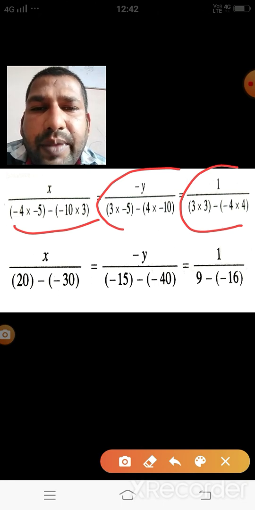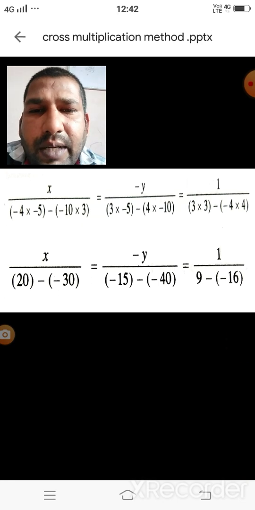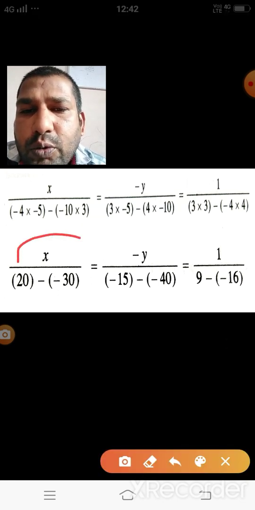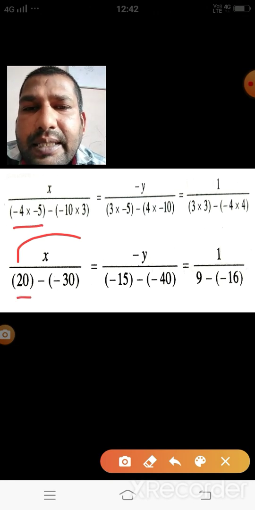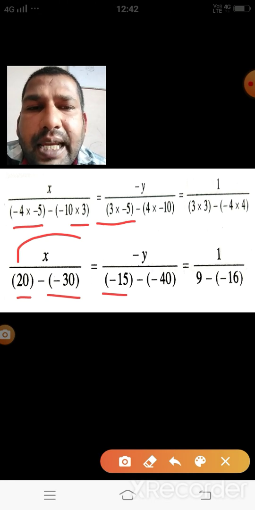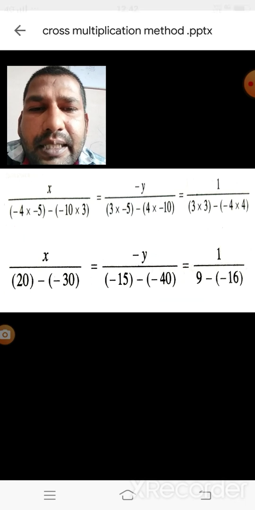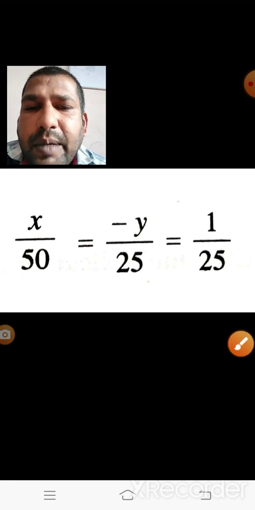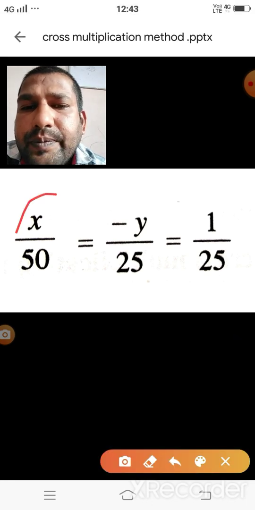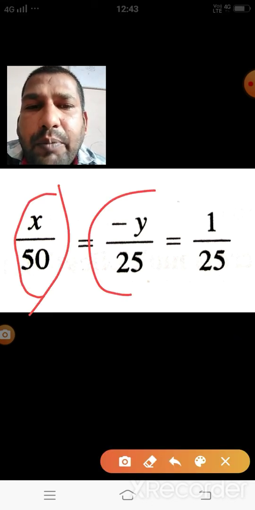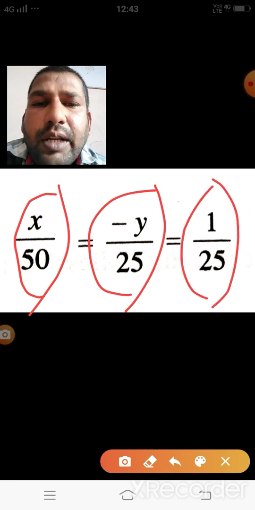Then on solving these expressions we are getting x upon minus 4 into minus 5, we are getting plus 20. Here we have minus 10 into 3, which is minus 30, so minus minus 30. 3 into minus 5 we are getting minus 15. 4 into minus 10 we are getting minus 40. 3 into 3 is 9 and minus 4 into 4 is minus 16. Then on solving these expressions we are getting x upon 50, minus y upon 25, 1 upon 25.